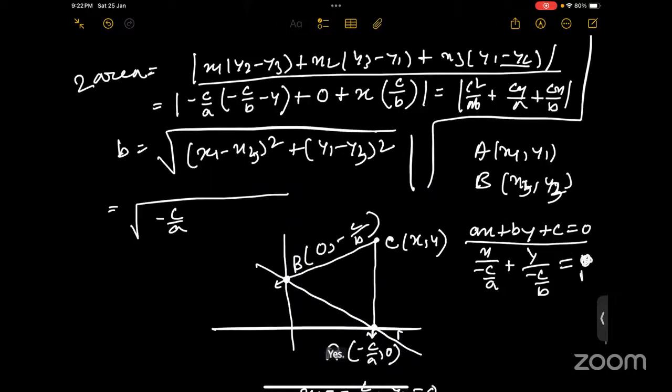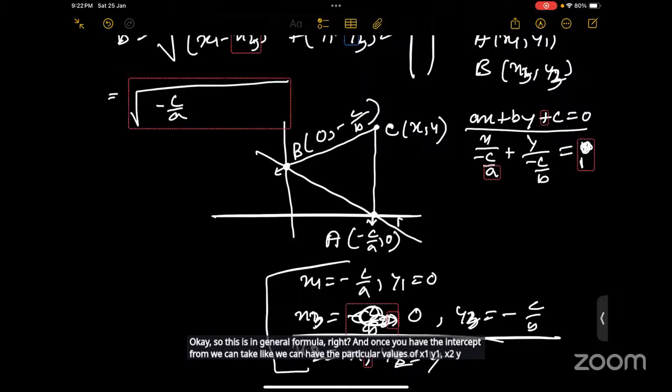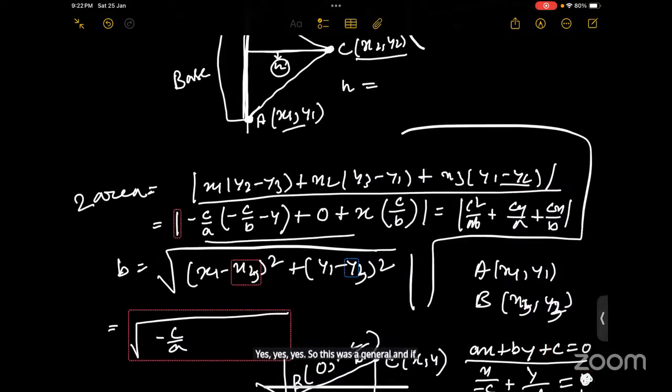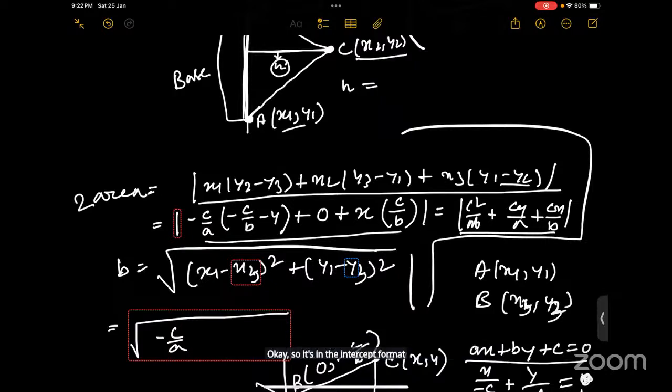Once we have the intercept form, we can take the particular values of x1, y1, x2, y2 and x3, y3, right? If you put the intercept values, you will get this thing, and if you simplify it, you will get this. It's in the intercept format where the line intersects both the x and y axes. And it will be divided by 2 also at the end, so that is the area.